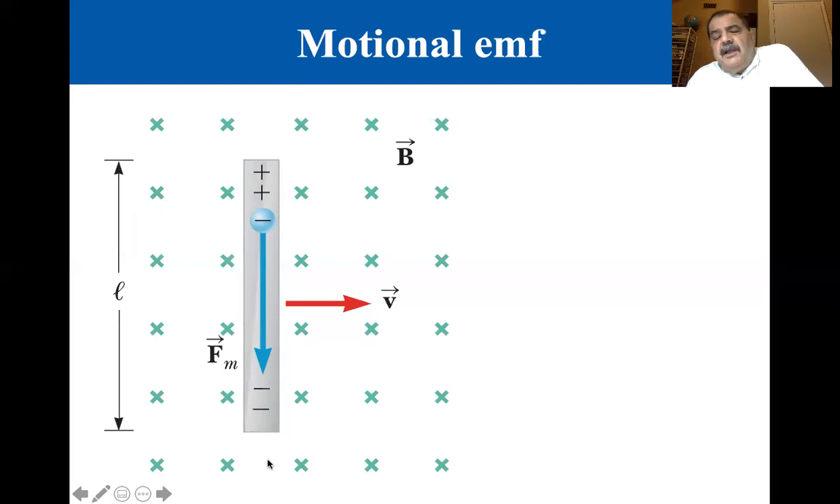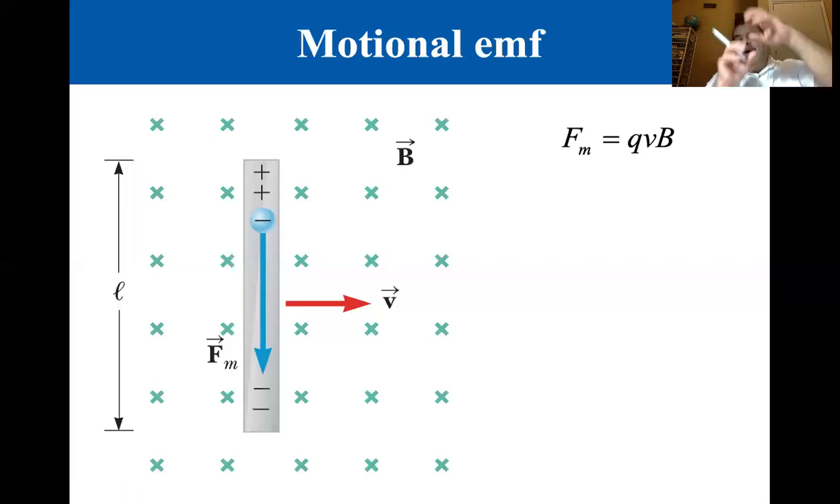down to the bottom of the bar. And that force is QVB. The magnetic force on the electron would be QVB.